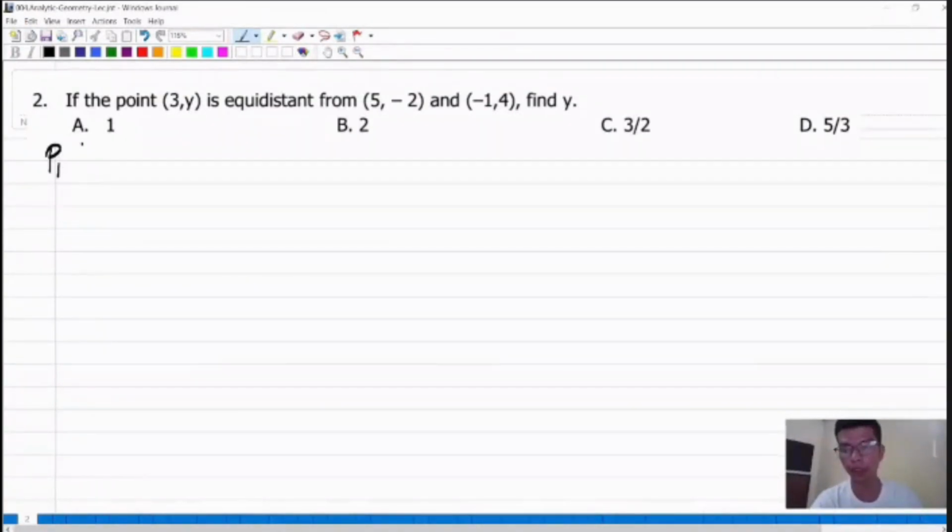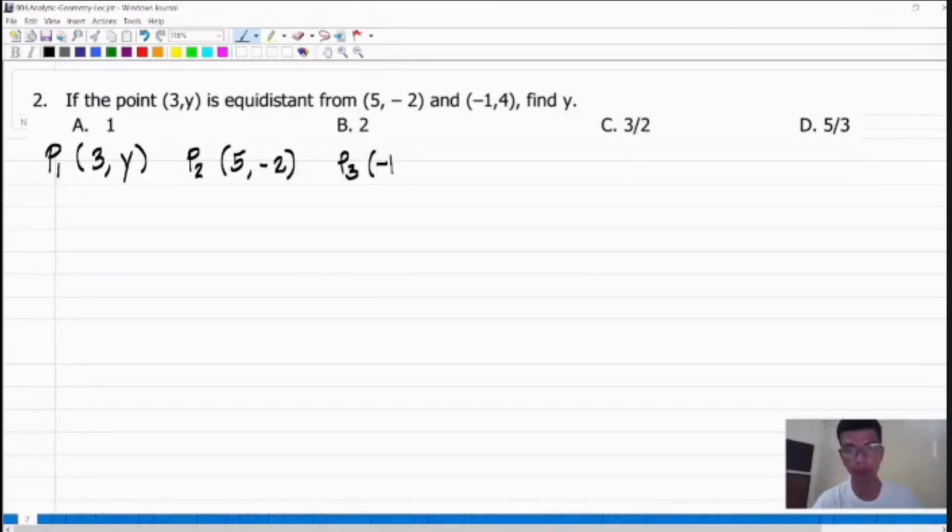So let us denote point number 1 as yung 3y na coordinates dahil siya yung unang binanggit. Yung point number 2 naman is 5, negative 2, and then the point number 3 is negative 1, 4. And sabi dito, yung 3y, which is the point number 1, equidistant daw yan from 5, negative 2, which is the point number 2, and P3, which is negative 1 and 4.